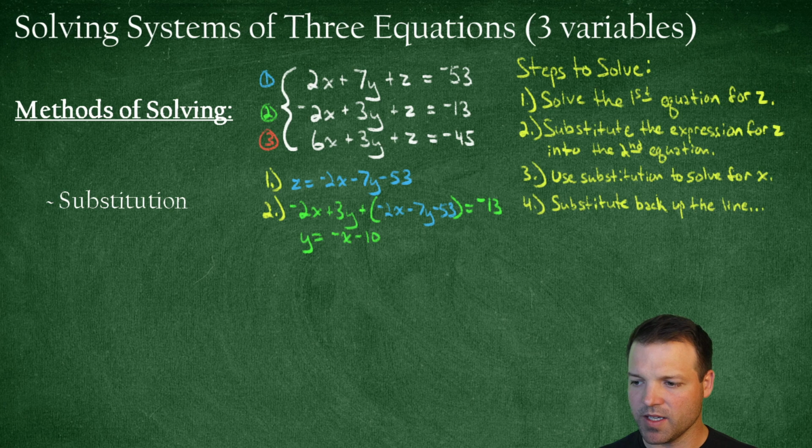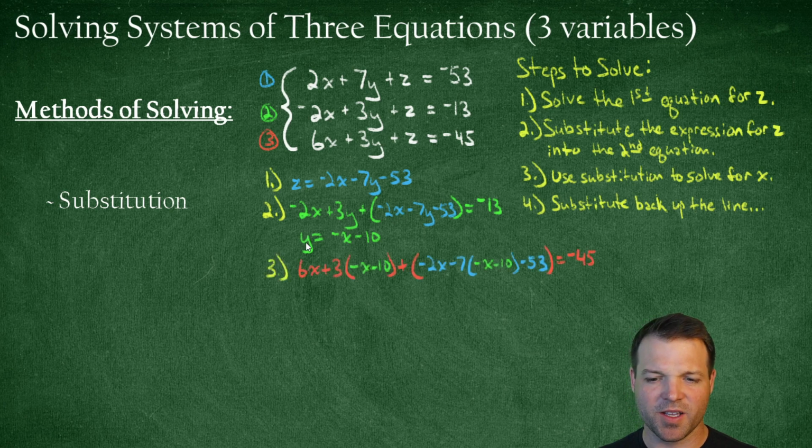Next step. I actually solved for y here instead of x. Again, the step said solve for x, but that's okay, it doesn't really matter. So now we're going to take this y, y is equal to negative x minus 10, and we're going to substitute this down into the third equation.